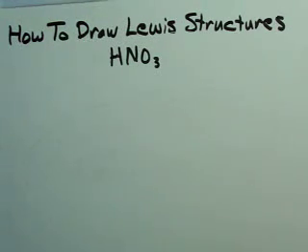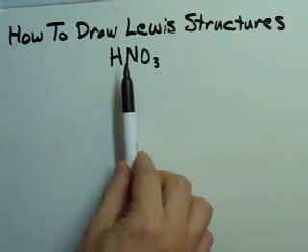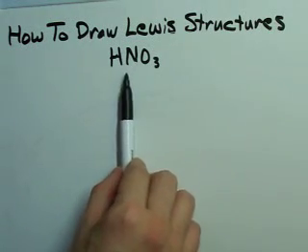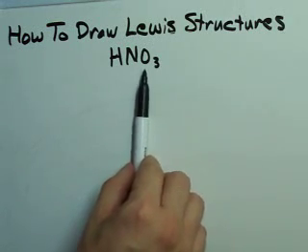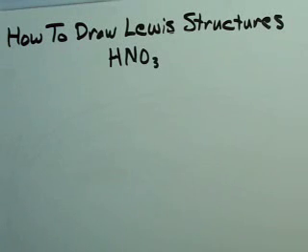I would like to show you how to draw the Lewis structure for HNO3, or nitric acid. The first step in drawing a Lewis structure is to draw the way you think the atoms are bonded together. In this case, nitrogen will be at the center. The way that we can guess that is that with polyatomic anions, the oxygens are very rarely at the center.